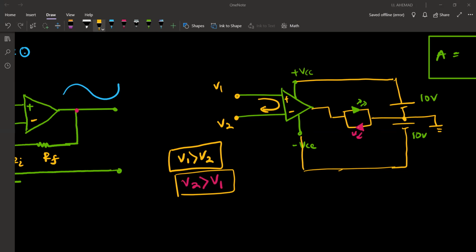So there are some questions related to this operational amplifier in your past paper also, the MCQs. Try those questions.